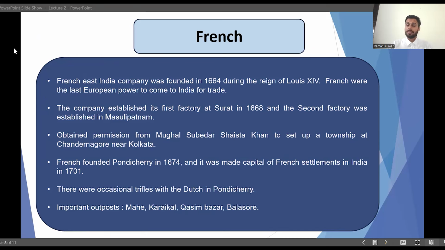So naturally, before the French came, Puducherry, or Pondicherry as it was called, was an important center of the Dutch as well. There were occasional skirmishes with the Dutch in Pondicherry, and there were occasions when the Dutch won some little war against the French and took control of Pondicherry for some time, and then the French won it back and so on. There were other important French outposts as well. These you must remember on the map because they are located in different states, like Mahe, Karaikal, Qasim Bazar, Balasore. So see these locations on the map and try to remember them very carefully.